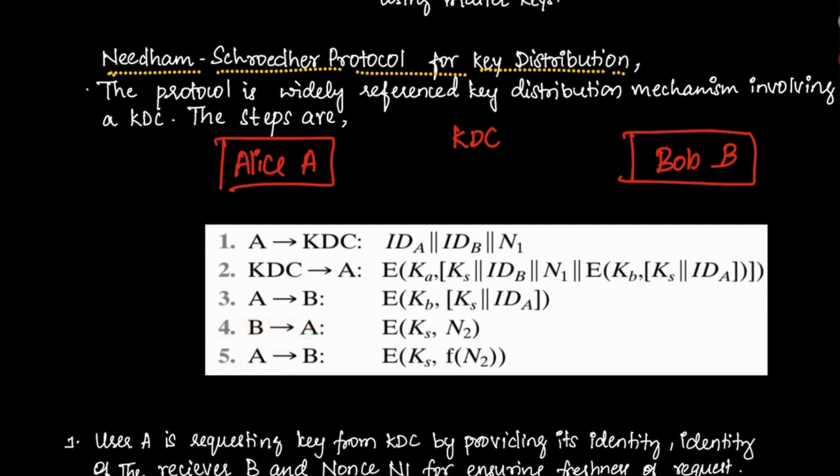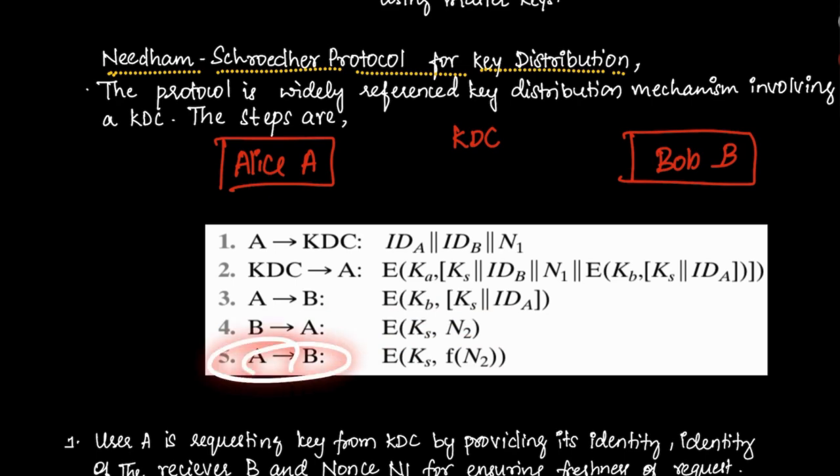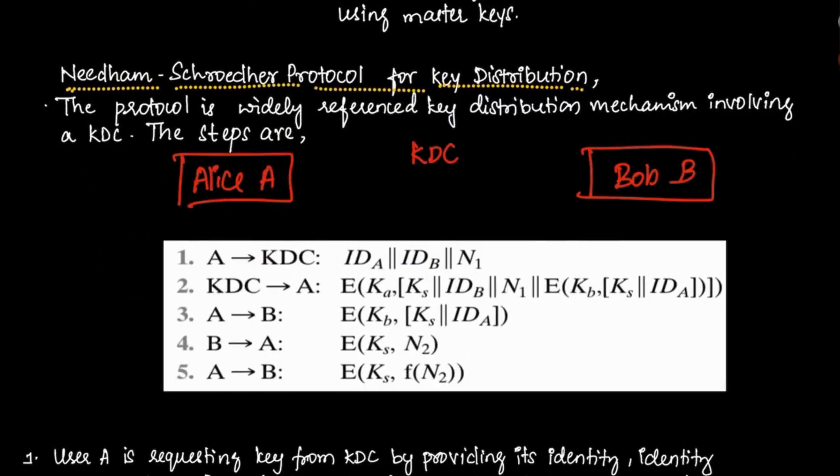Alice will decrypt it in order to get N2. Then she applies a predefined function f of N2, encrypts the result with the session key, and sends this back to Bob. This is done to prove to Bob that Alice has the correct session key KS, completing the mutual authentication. To summarize, first, Alice requests a session key from the KDC.